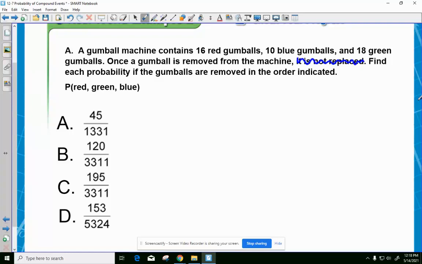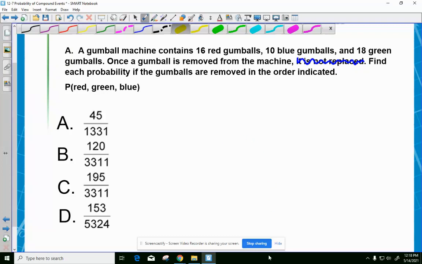And because, again, the word used in this problem is that it contains red ones, blue ones, and green ones. Find the probability of each of these happening. You should have 3 probabilities listed. What's the probability of getting a red one? 16 out of 44. 16 out of 44?